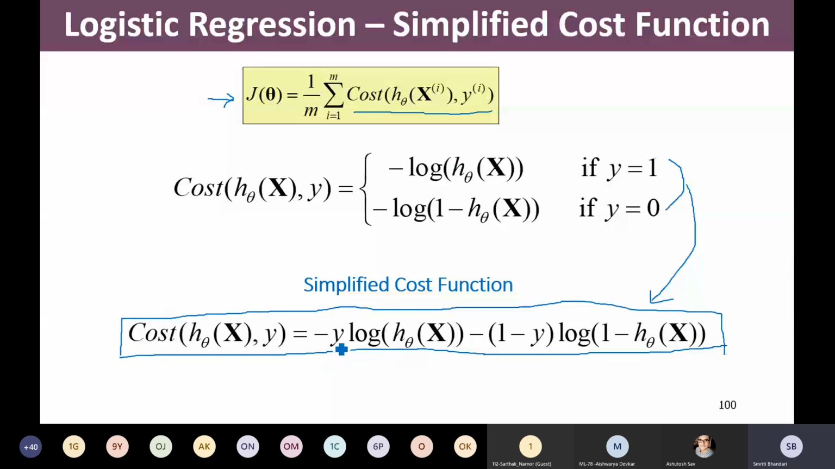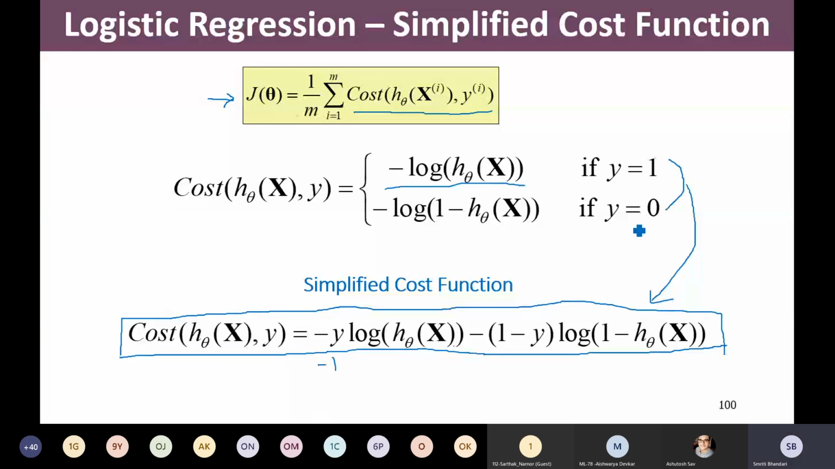So let us put y equal to 1 here. In this simplified cost function, if I put y equal to 1, then what I'll get? Minus 1 into log of h theta x, minus (1 minus y). Y is 1, so 1 minus 1 becomes 0. So this second term will become 0. So if y is equal to 1, ultimately I'll get minus log of h theta x, and that is nothing but this expression.